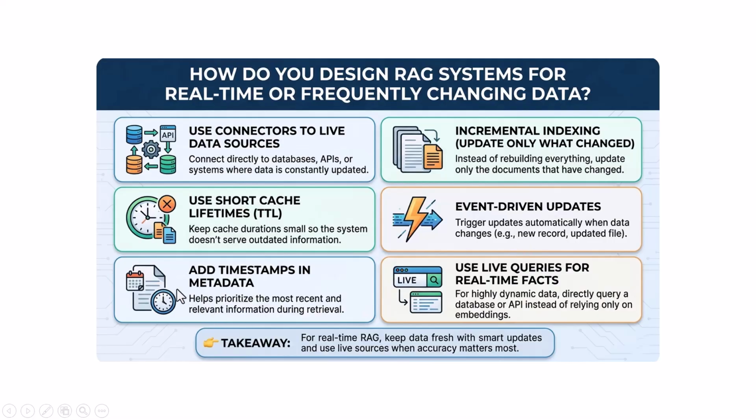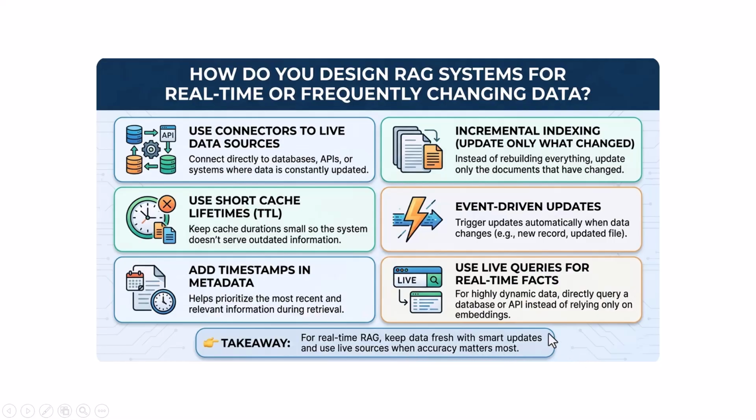And also add timestamps in metadata. This helps prioritize the most recent and relevant information during retrieval. The other one is to use live queries for real-time facts. That is, for highly dynamic data, directly query a database or API instead of relying only on embeddings. So the takeaway is, for real-time RAG, keep data fresh with smart updates and use live sources when accuracy matters most.